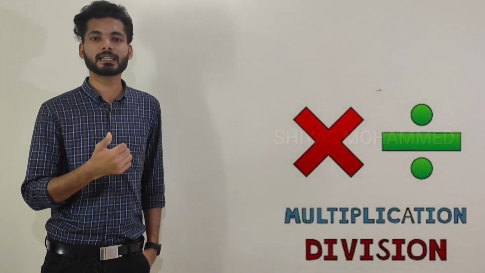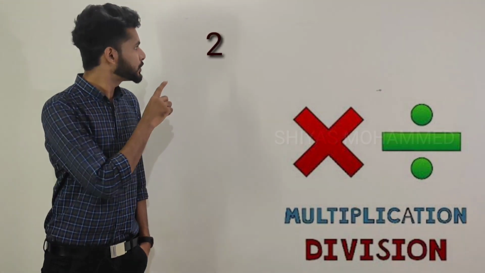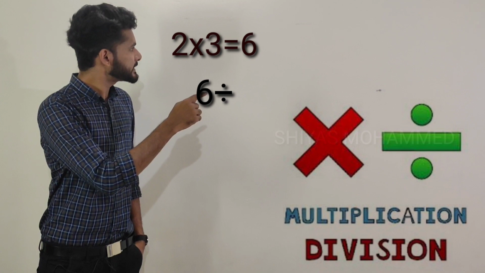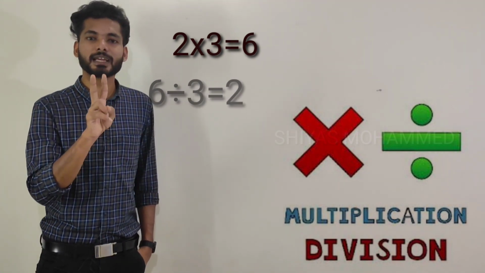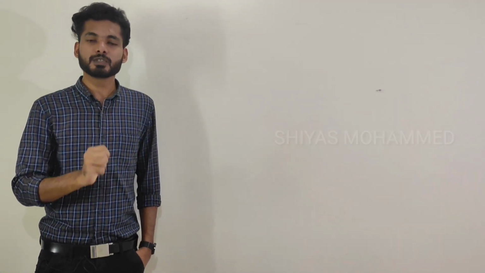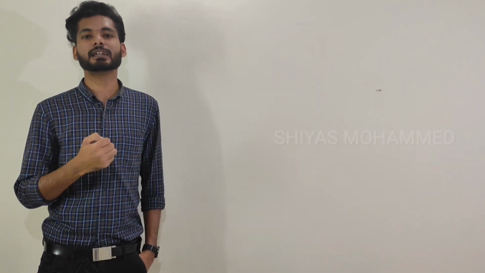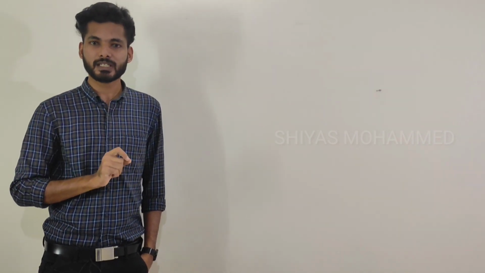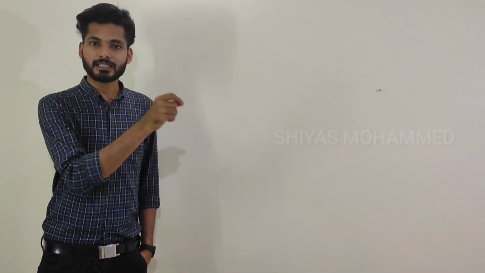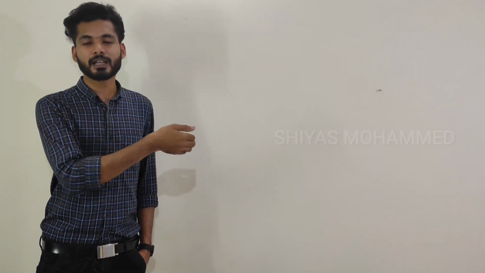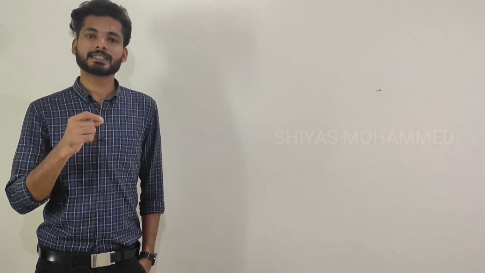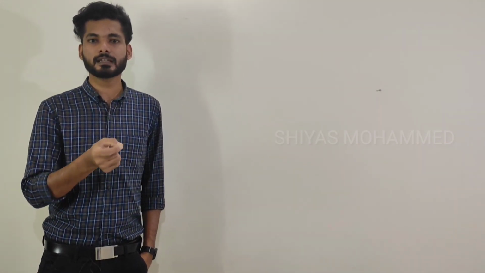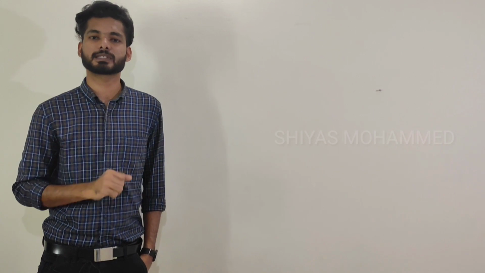Same like multiplication and division. We know that 2 into 3 is equal to 6. We can do the reverse process. 6 divided by 3 is equal to, again we are getting the same 2. So same like that, integration and differentiation are also inverse functions. If we are differentiating a function, we are getting an answer. That answer, if we are integrating again, we are getting the same function. So same like addition, subtraction, multiplication, division, integration and differentiation are inverse processes.